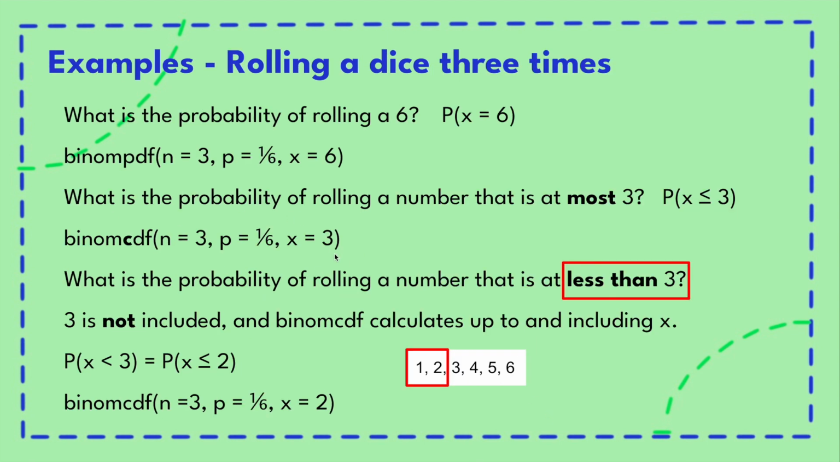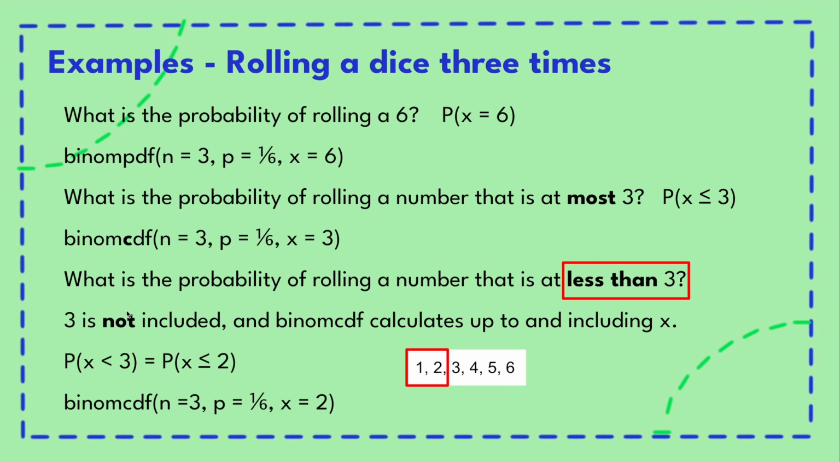So when we type this in the calculator, we're going to get an answer. It'll be a decimal value. That's what we write down. Now let's look at the probability of rolling a number less than 3. Okay, so here 3 is not included. And binomial CDF calculates up to and including x.